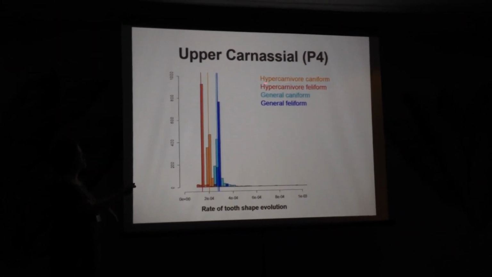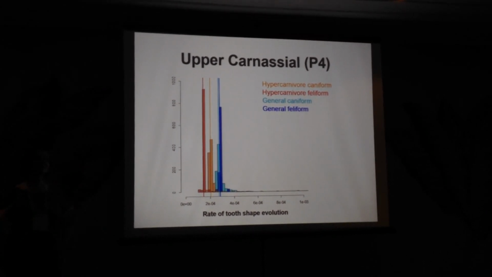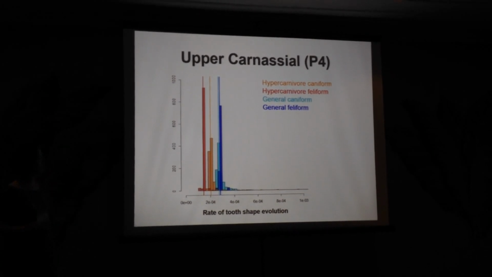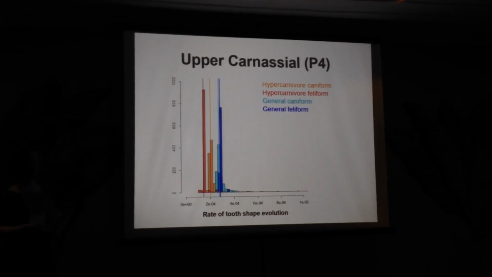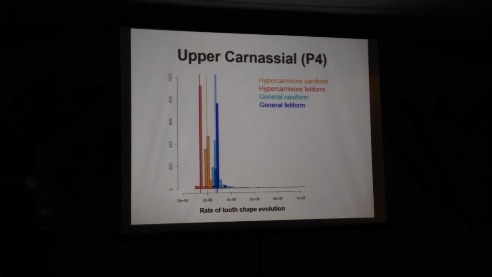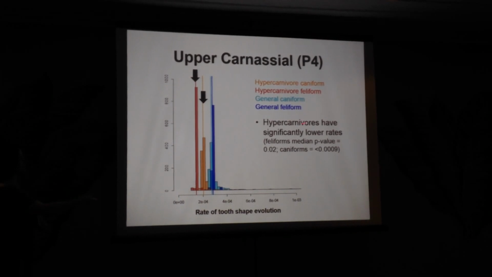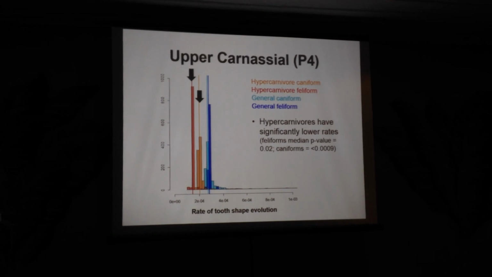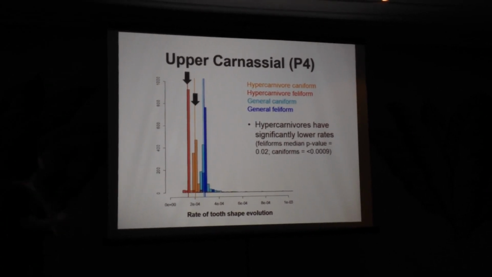I'm looking at caniform hypercarnivores and filiform hypercarnivores, and I'm comparing those to the rest of the members of their group, sort of a general carnivore within the caniforms and filiforms. So we've got warm colours for hypercarnivores, cool colours for the general carnivores. Looking at this, you see 2 patterns. The first is that the hypercarnivores, both the orange and the red here, have significantly lower rates than the general caniforms and filiforms. And these are the post hoc p-values.